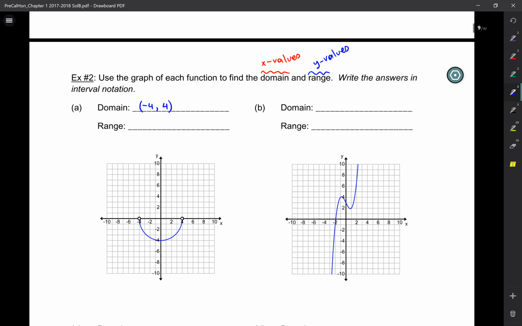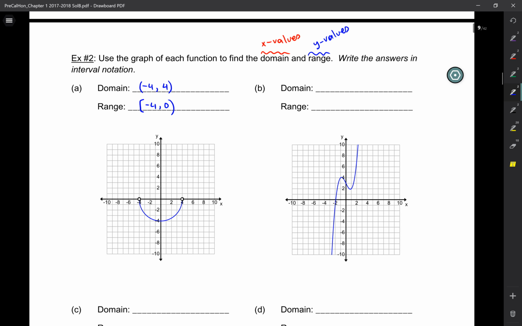We're going to use interval notation from now on, except in piecewise graphs functions. Okay, the range, we're going to do the same thing, but go from the bottom up. So this starts at y equals -4, and it stops at 0. So -4, comma 0, is it open or closed at -4? Closed, and at 0, open. All right? It's a lot cleaner to use interval notation. Okay, part B.